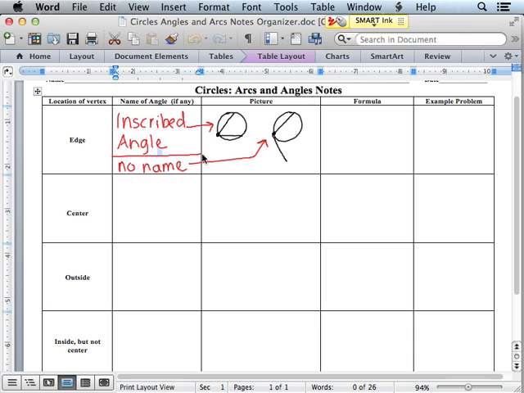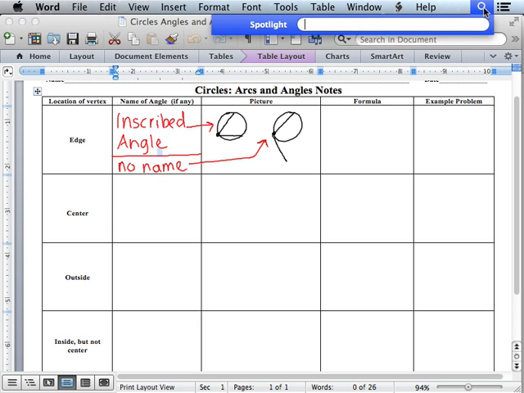Okay, when the angle is entirely inside the circle and has its two endpoints on the circle, it's called inscribed. We already talked about the word inscribed in relation to polygons. So this is an inscribed angle, and here's the picture. Now, let's look and see what happens.